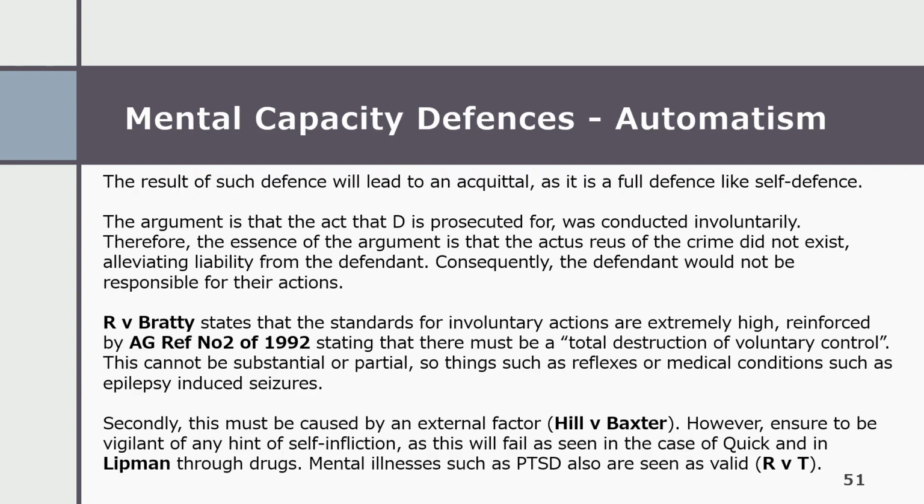So the first mental capacity defense is automatism. The result of such a defense will lead to an acquittal, as it is a full defense like self-defense. The argument is that the act that D is prosecuted for was conducted involuntarily. Therefore, the essence of the argument is that the actus reus of the crime did not exist, alleviating liability from the defendant. Consequently, the defendant would not be responsible for their actions as it was involuntary.